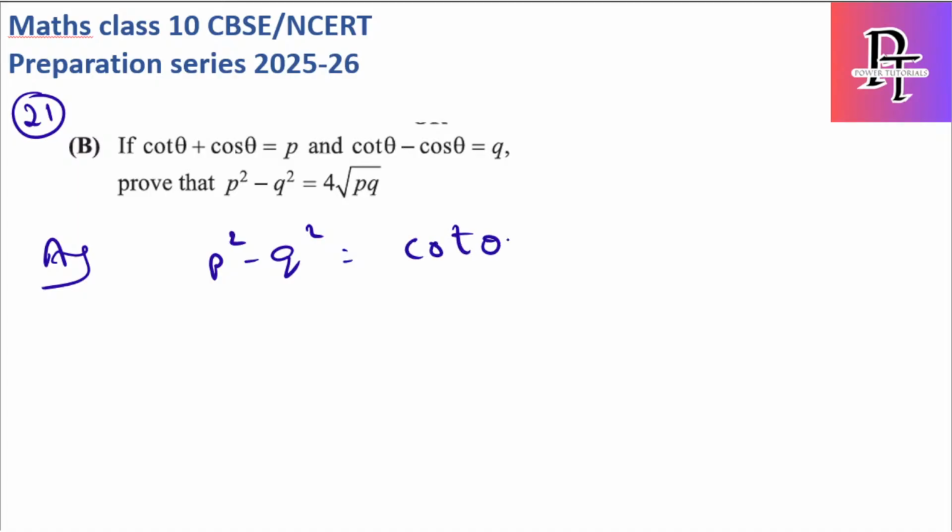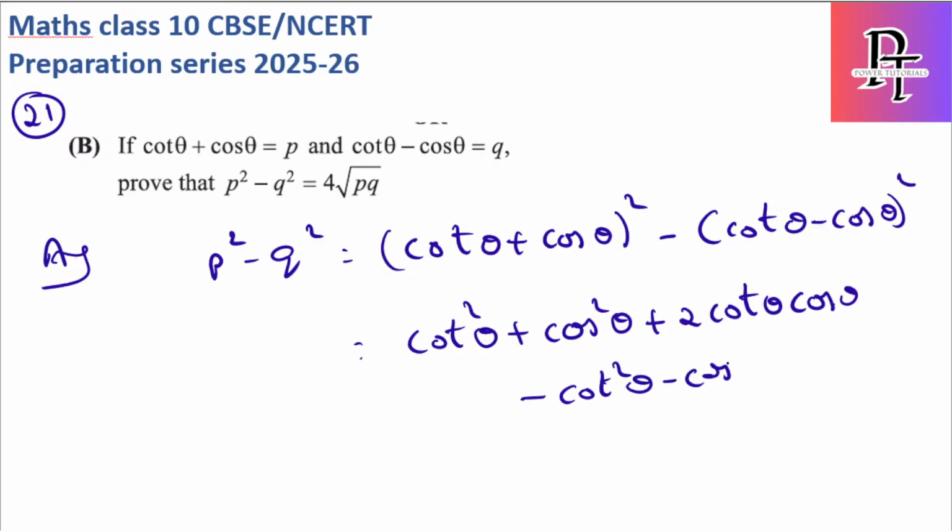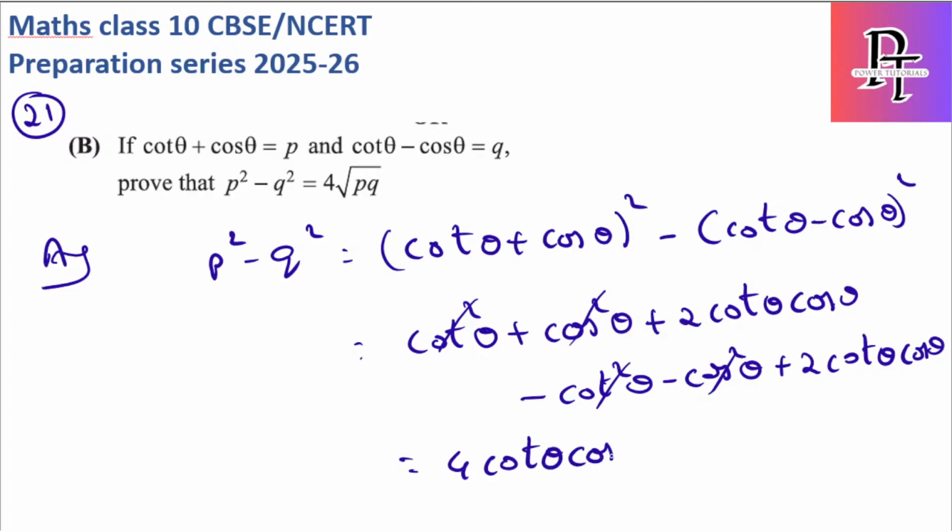which is cot theta plus cos theta whole square minus cot theta minus cos theta whole square. So using a plus b whole square, cot square theta plus cos square theta plus 2 cot theta cos theta, minus cot square theta minus cos square theta plus 2 cot theta cos theta. So the cot square gets cancelled out. You will get 4 cot theta cos theta. So this is LHS.